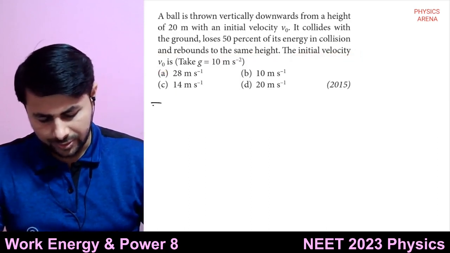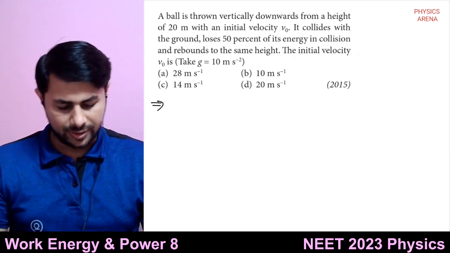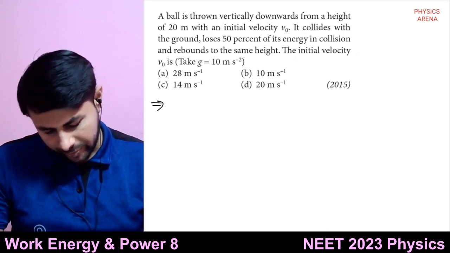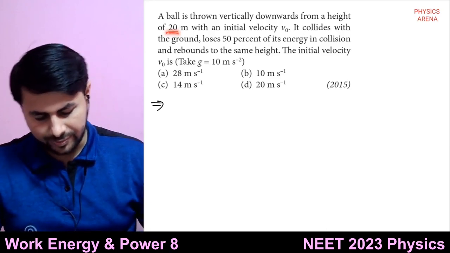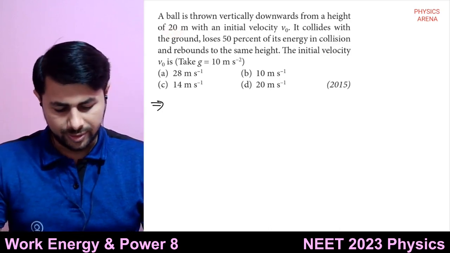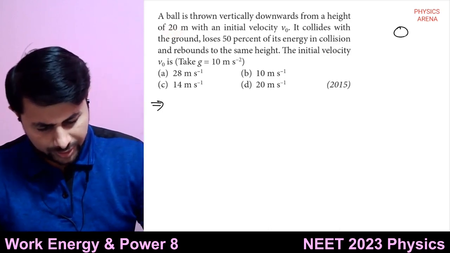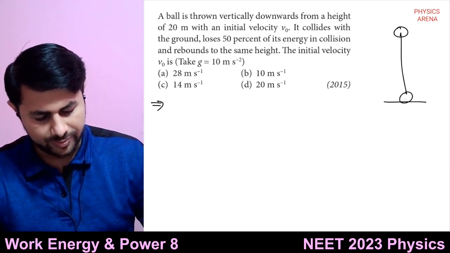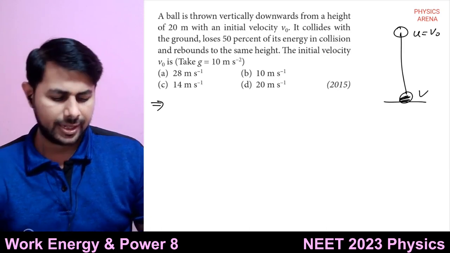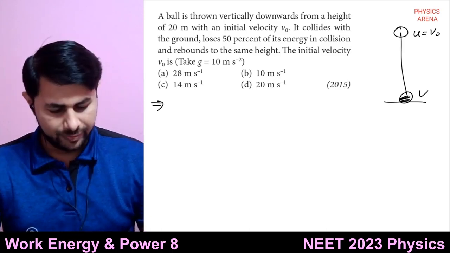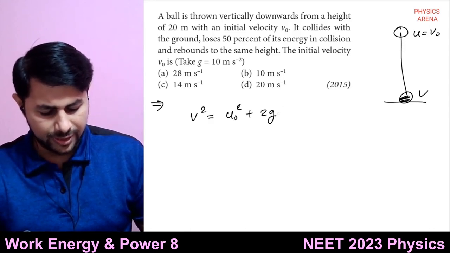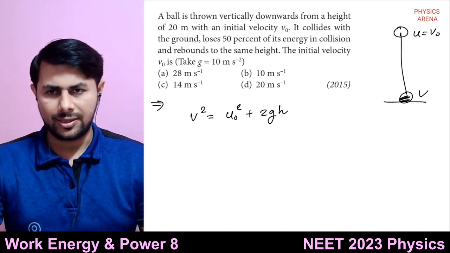All right. So it is thrown with some velocity, right? So what can we say? From what height? 20 meters. So initial velocity is v0. It is thrown from height 20 meters. Okay. So the velocity with which it strikes the ground, how much will be that? So this is u is equal to v0 and final velocity is suppose v. Okay, so v square is equal to v0 square plus 2gh. This thing we can write.